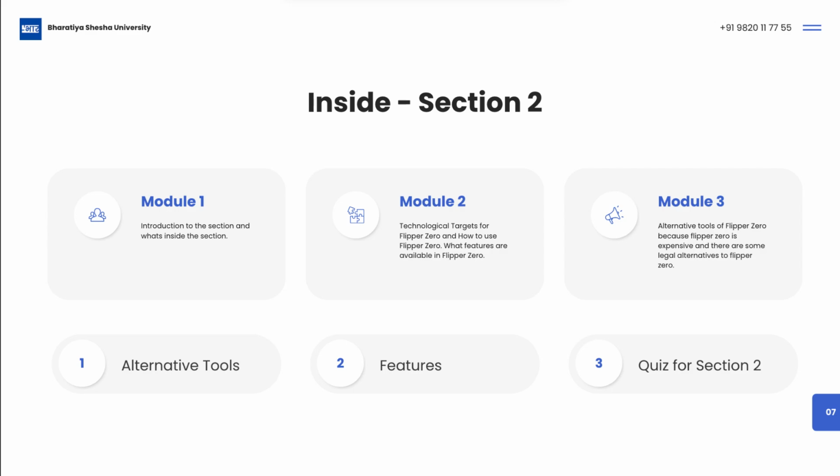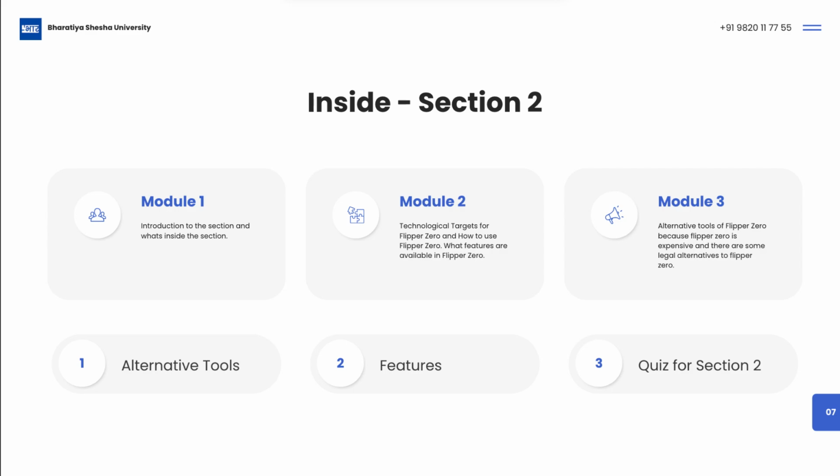In the second module, we are going to take a look at the features and the uses of Flipper Zero, and everything will be explained in detail. The third module is all about alternative tools of Flipper Zero. Since Flipper Zero is an expensive device and illegal in most countries, importing it or having it is expensive yet illegal.